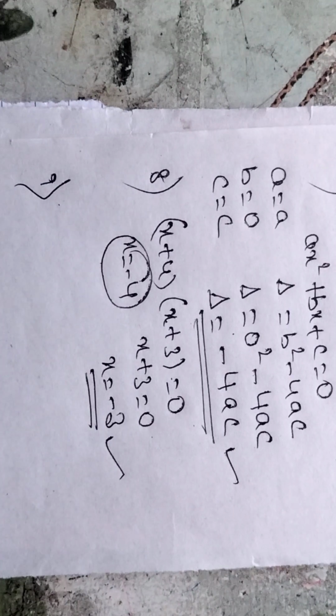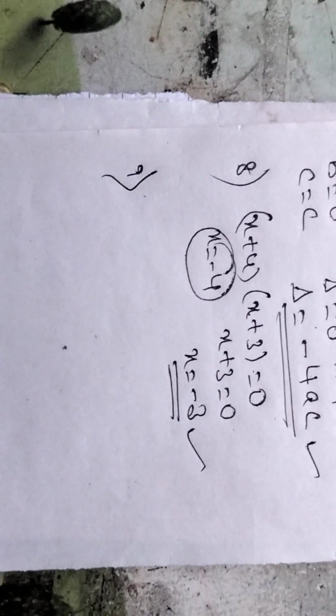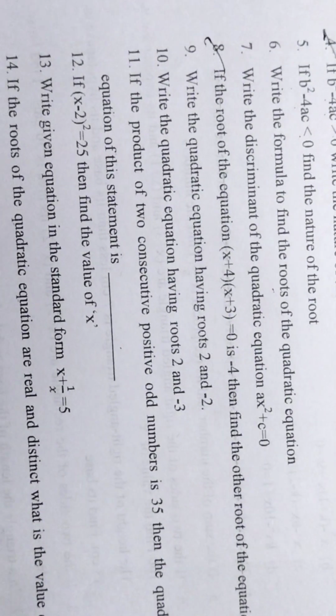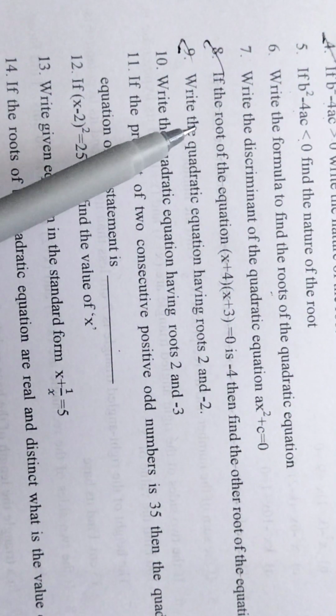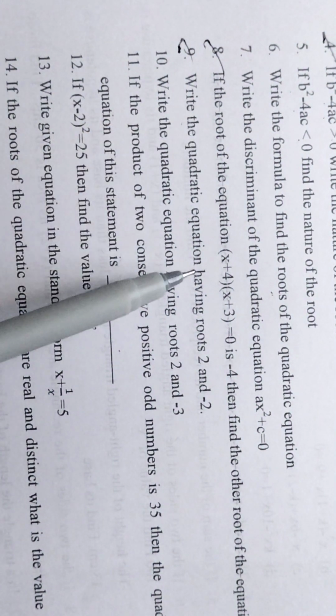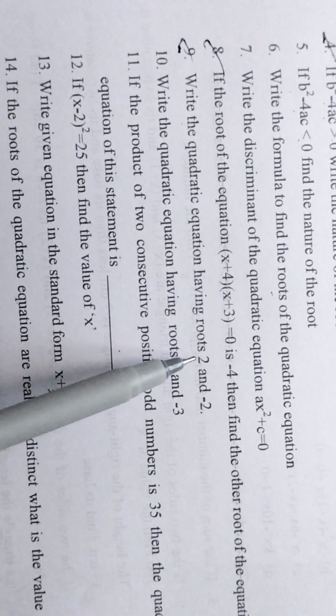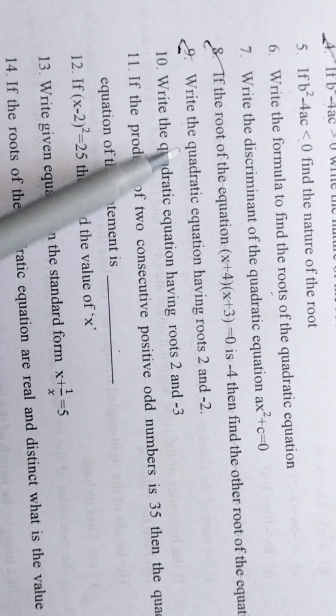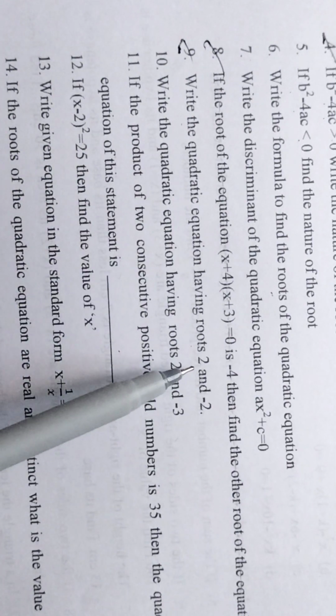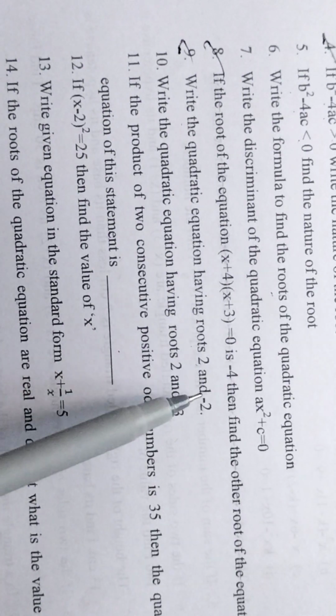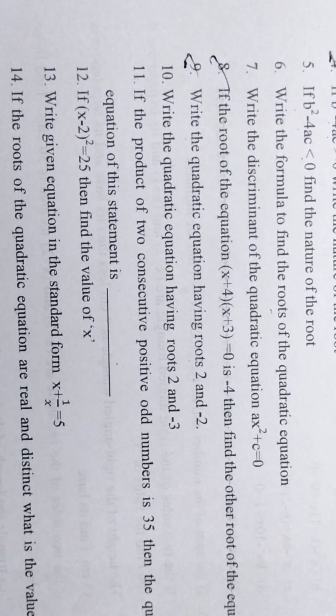Now let us move to the 9th question. So what is there in the 9th question? The 9th question is: write the quadratic equation having roots 2 and minus 2. We have to write the quadratic equation, and the roots are given, one is 2 and the other is minus 2.